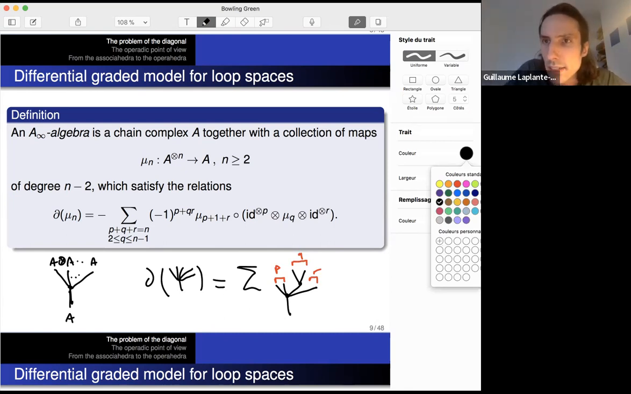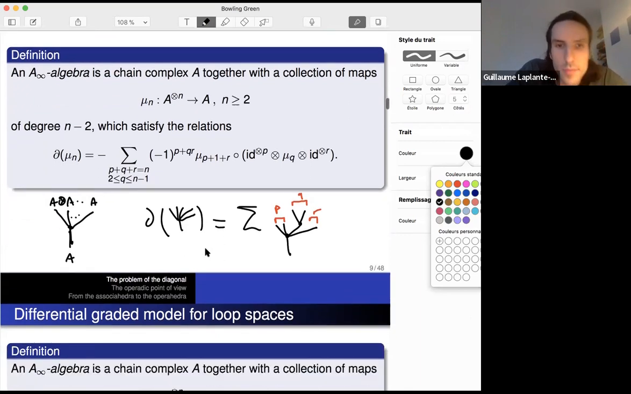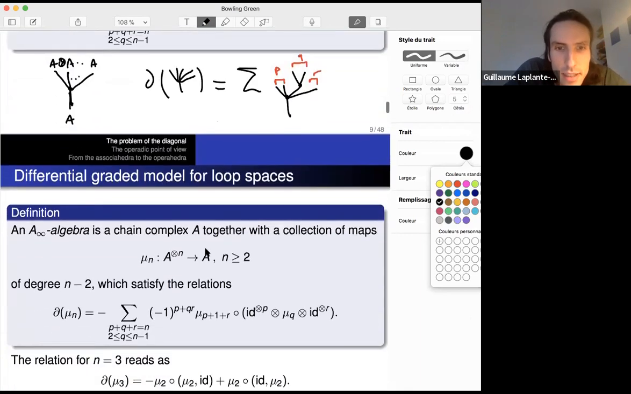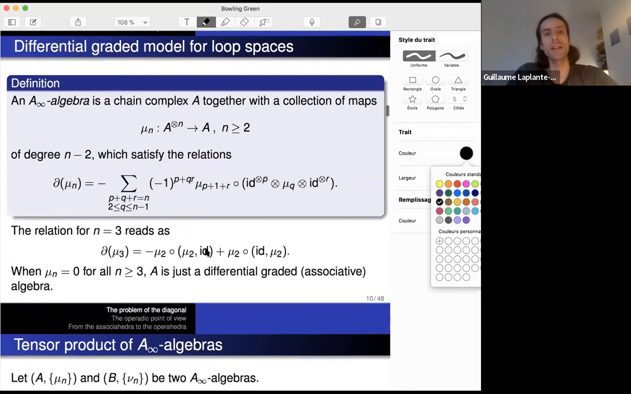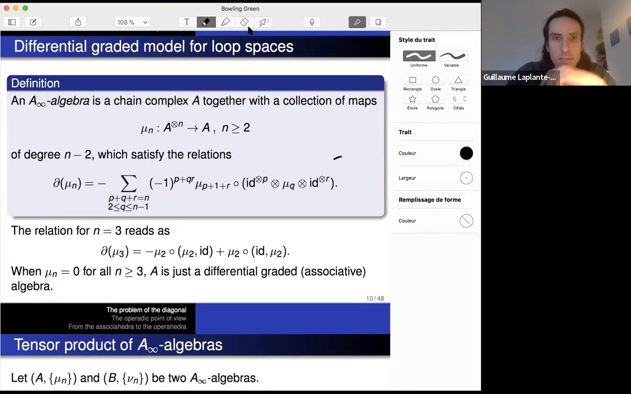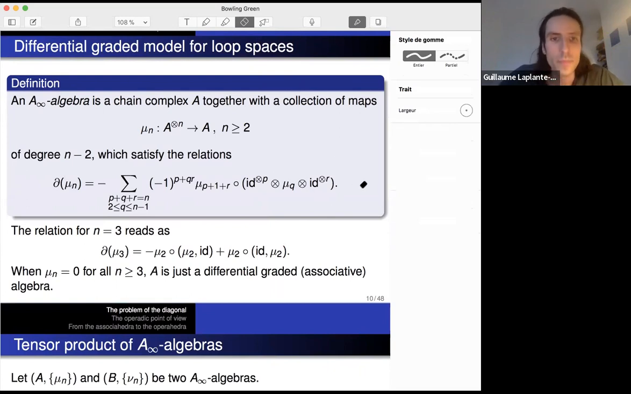Is this clear? Does it make sense? Yeah, I guess the picture is better than otherwise. So if you look at these relations, the first one says that mu3 is a chain homotopy between the two ways of parenthesizing mu2.